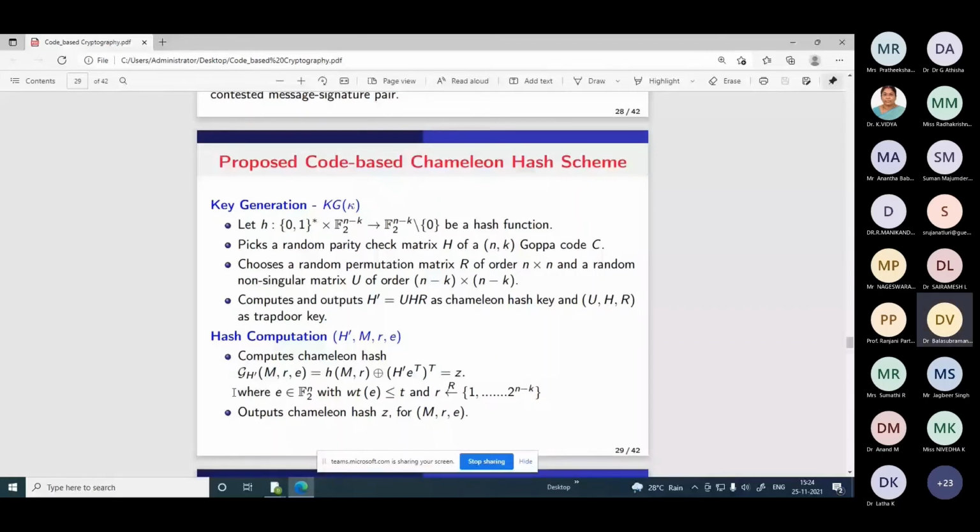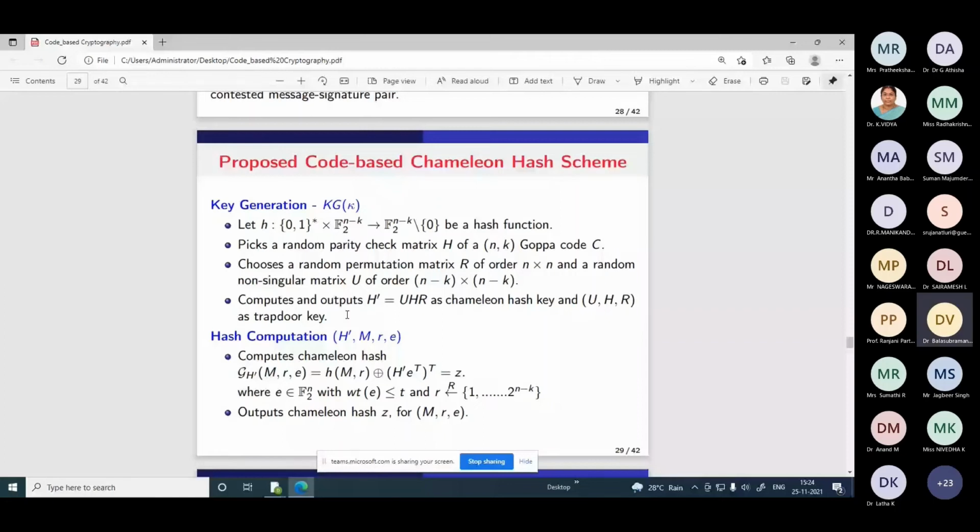Let h be a cryptographic hash function, and let C be the Goppa code, and H be the parity check matrix of the Goppa code. We are choosing a permutation matrix and a non-singular matrix, and we are hiding the structure of the code. H prime is announced publicly, and the secret keys are nothing but U, H, P.